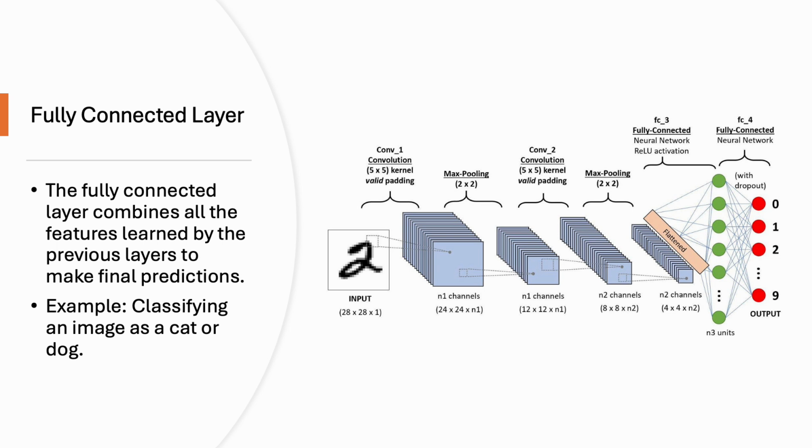Now let's talk about the fully connected layer, which you will find at the end of a CNN. The fully connected layer combines all the features learned by the previous layer to make the final prediction. So if we are classifying an image for cats or dogs, then it can tell us whether that image contains a cat or a dog.